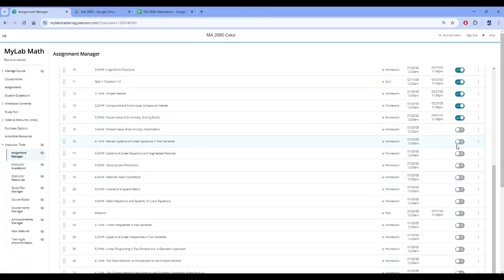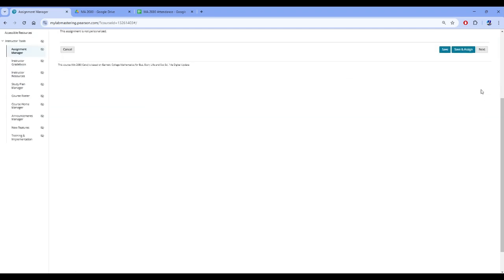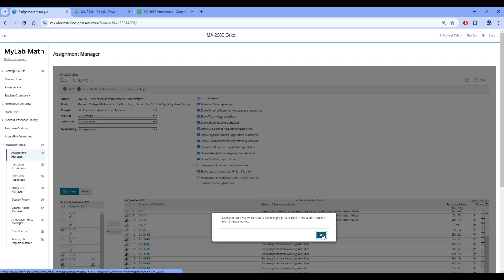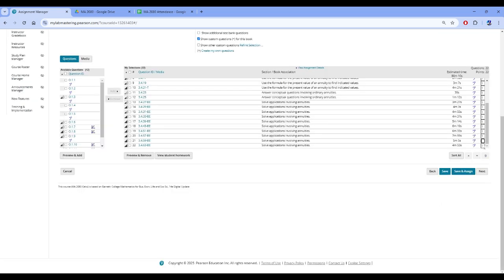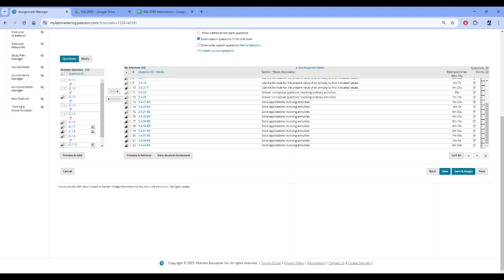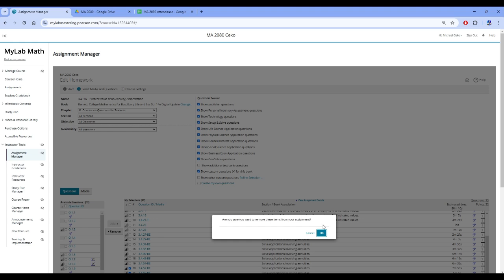Assignment manager. Let's go to edit. These two questions are just ridiculous. So it was 20 and 21. I'm going to make them worth 0 points. So if you would like to do them, by all means. The points must be greater than or equal to 1 and less than or equal to 100. Oh, dang. So you know what? I'm just going to delete these two. These two were super annoying. 20 questions for this assignment.